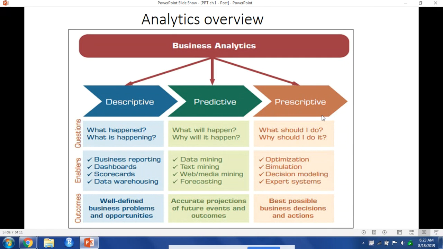The final kind of analytics is prescriptive analytics. And an easy way to remember this one is it's like how a doctor prescribes medicine. The doctor is telling you what you should do in order to get better. The same idea is with analytics. We want to tell you what you should do in order to solve a business problem or to make more money. Typical algorithms in prescriptive analytics are simulation and optimization.